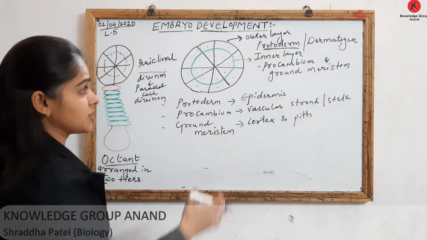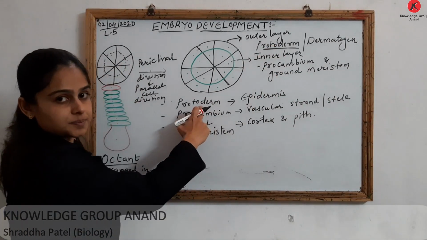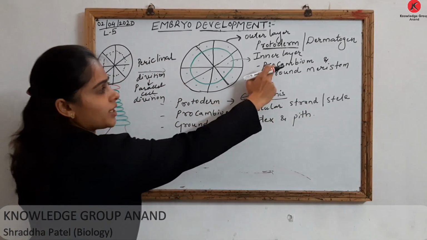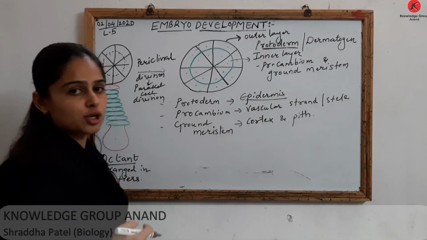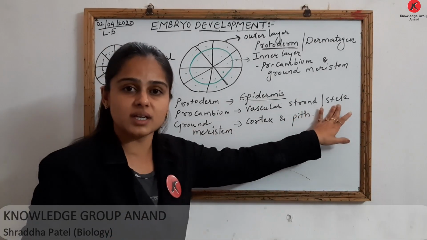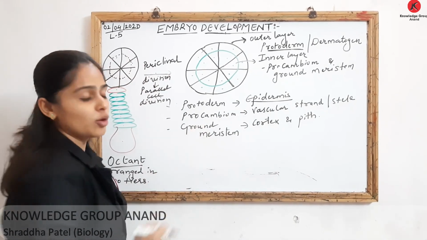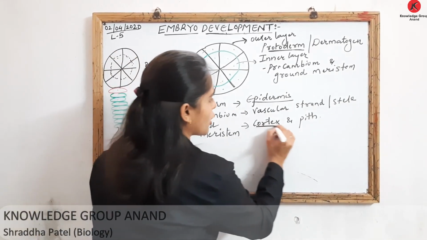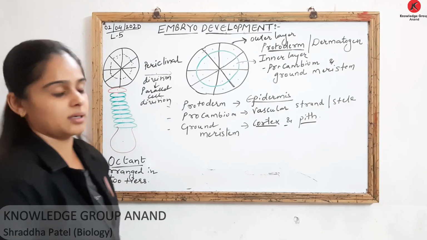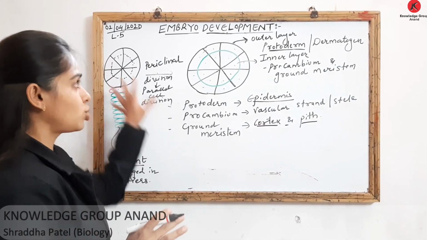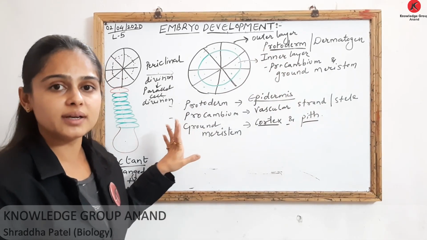Now look what happens. This protoderm develops epidermis. This procambium develops your vascular strand or stele. Stele क्या है? This we have understood in class 11. And your ground meristem forms your cortex and pith. ये क्या बनाता है बेटा जी आपका cortex and pith. तो ये क्या हो गया आपका embryonic development.